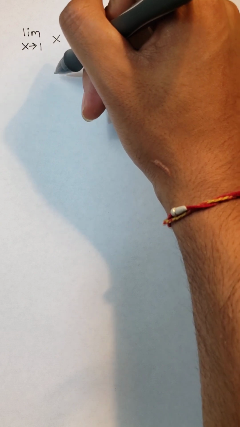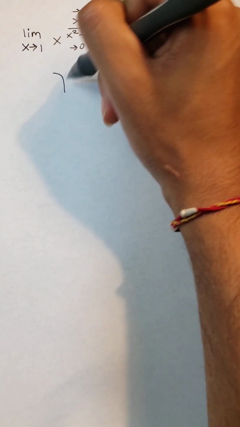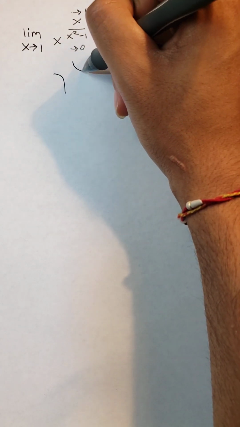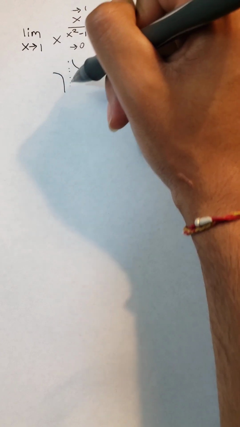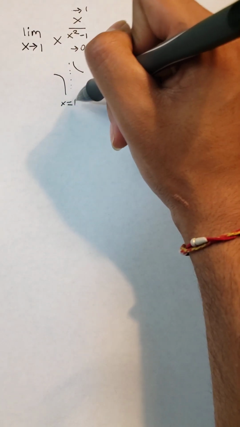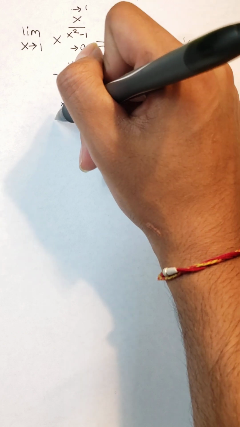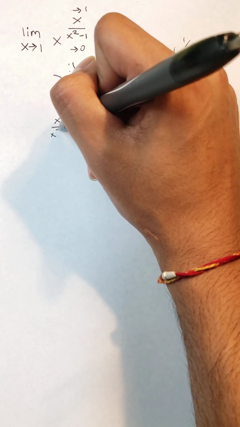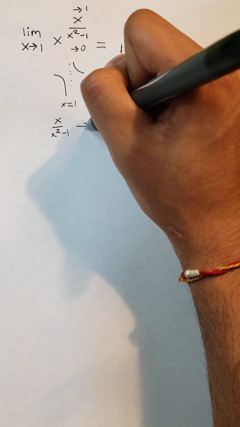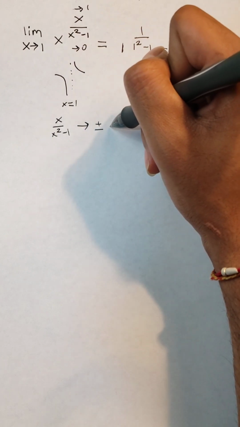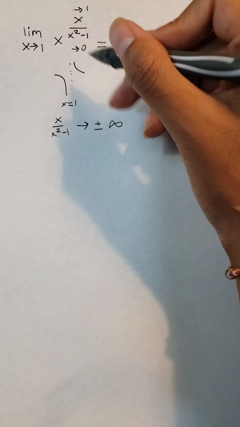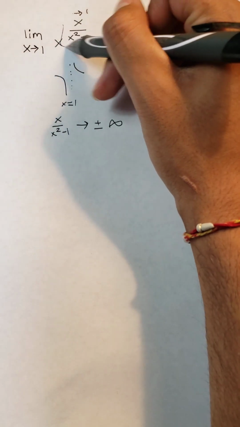So if you imagine this as the graph of x over x squared minus 1, you have a vertical asymptote at x equals 1. So as x goes to 1, x over x squared minus 1 goes to plus or minus infinity. So that's the exponent's part.